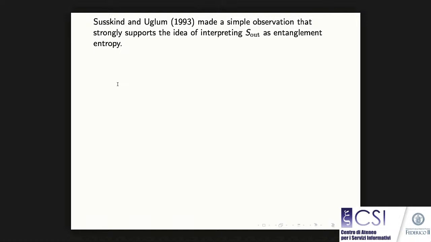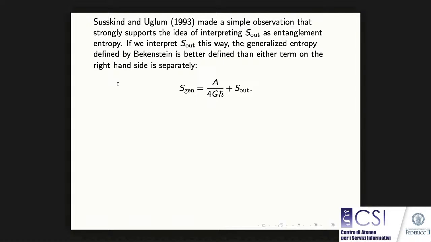Susskind and Uglum made a simple observation that strongly supports the idea of interpreting S out as entanglement entropy. Remember, Bekenstein was vague in what he meant by S out, but I think most people reading the paper would assume that S out is the thermodynamic entropy outside the black hole. Instead, Sorkin said that S out should be interpreted as the von Neumann entropy of the quantum fields outside the black hole, where the thermodynamic entropy is an upper bound, but it might be much less. If we interpret S out this way, the generalized entropy defined by Bekenstein is better defined than either term on the right-hand side separately.